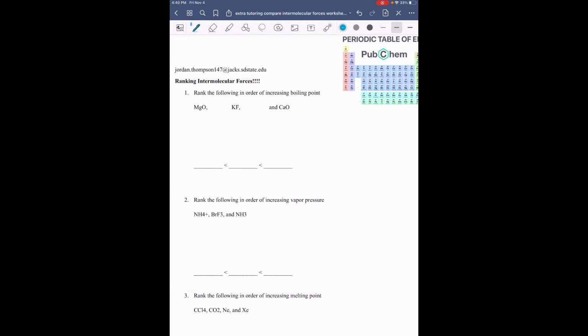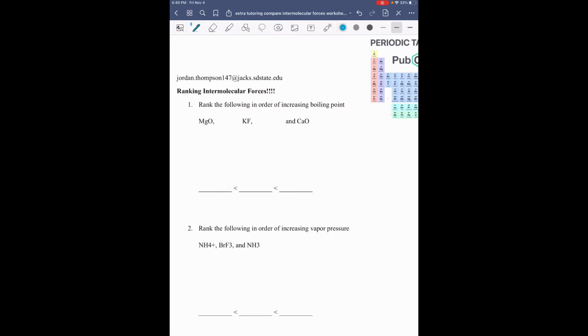I have Mg. So what's our first step? Our first step is to identify what we have. So in my first thing, I see we have MgO. Mg, magnesium, is an alkaline earth metal. So this is going to be ionic. Okay, what about KF? So KF, we have potassium. Potassium is an alkali metal. So this is also going to be ionic.